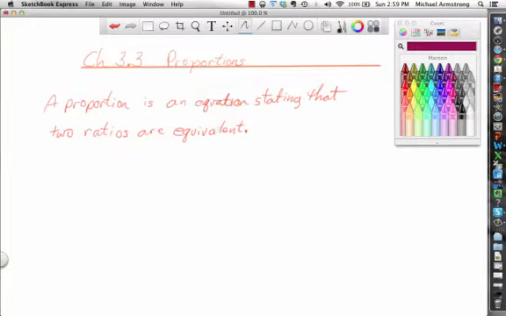Okay, chapter 3.3, proportions. A proportion is an equation stating that two ratios are equivalent. So an equation always has an equal sign. That's what equation means. And a proportion could be like two fractions that are equivalent. And you don't read it 2/3. Well, sometimes you can get away with that. But technically, you read this one, 2 is to 3 as 4 is to 6.